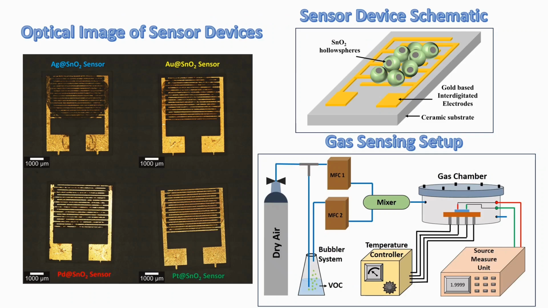So this is the optical image of the sensor devices. The platform used was interdigitated electrodes, IDEs. These were gold-based interdigitated electrodes. On top of that, these hollow spheres were immobilized using a precise amount of uniform suspension made using this sensing material. And this is a schematic of the gas sensing setup where we have utilized mass flow controllers, which were combined using a mixer, and the gas was passed into the sensing chamber having a heater arrangement, which was controlled using a temperature controller, and the electrical measurements were done using a source measure unit.